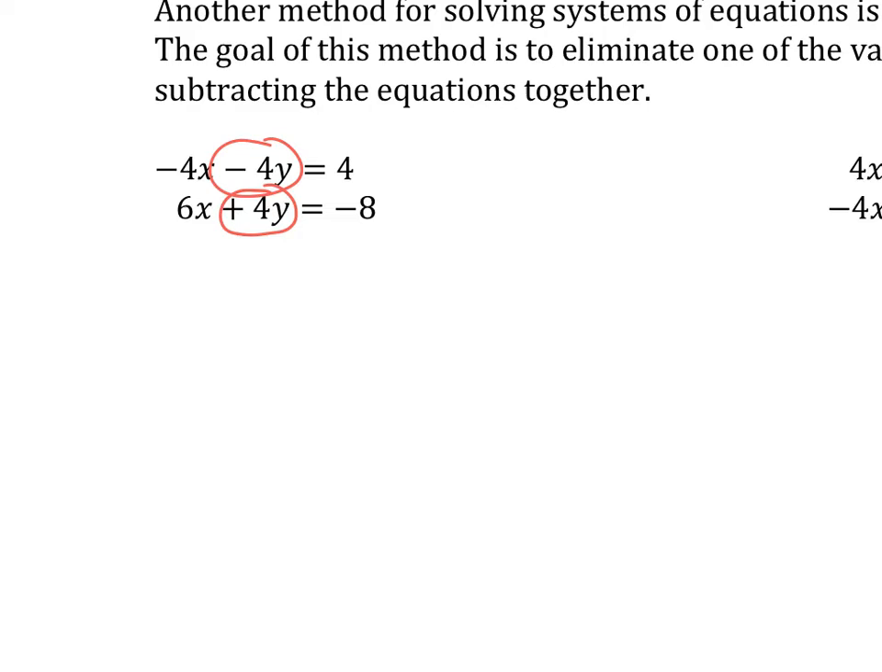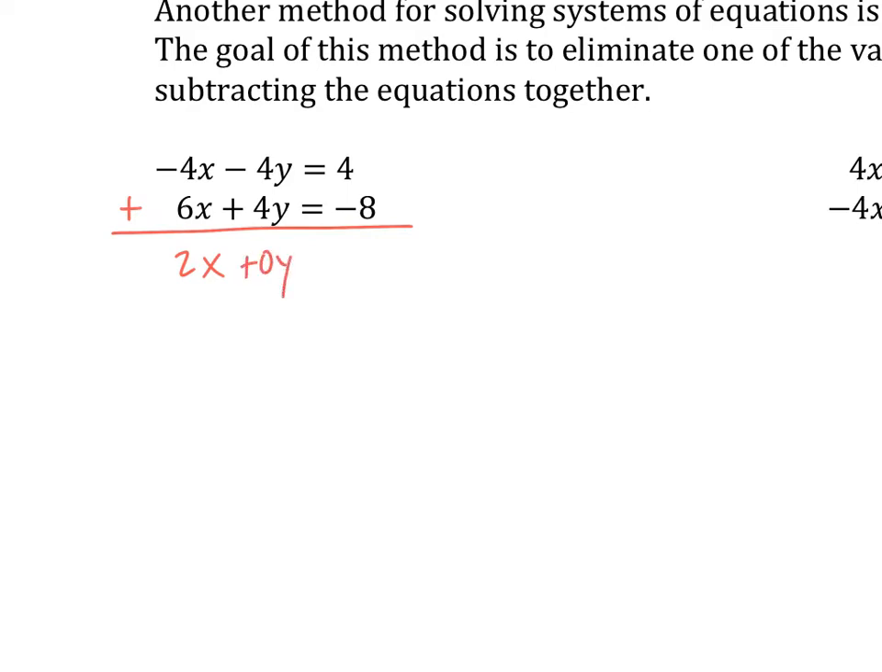And if we were to add those together, we would take negative 4y plus 4y, right? And that would give us 0y. So then 0 times y would just be 0, so that would eliminate our y value here. Okay, so that's what we're going to do to eliminate the y value. We're going to add these two equations together. Okay, so we have to combine all like terms. So we'll take our negative 4x plus our 6x. That'll give us 2x. We'll take the negative 4y plus 4y, which will give us 0y.